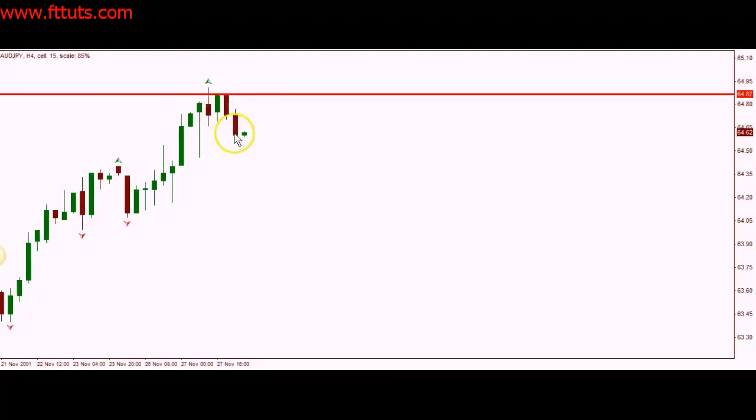And then the full pattern closes down here. So the way that I would trade this now, this is going to be my entry right there. Right, so we're going to enter there, and this is our stop loss up here.